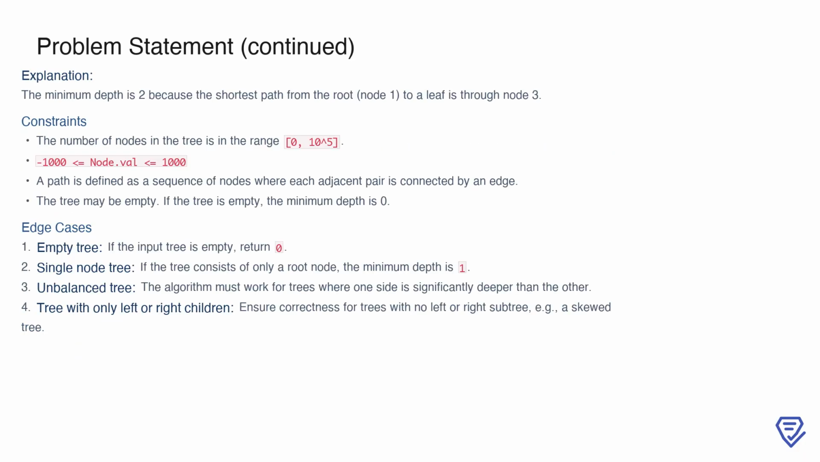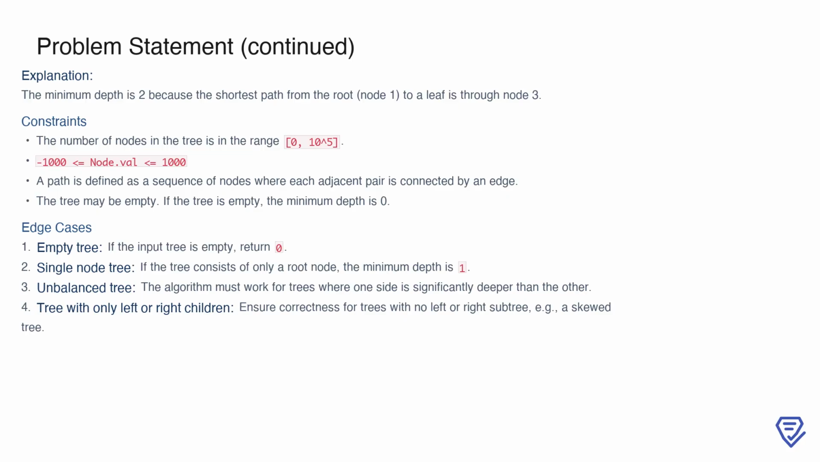In the third example, the tree has 3 levels, with the root node 1 branching out to nodes 2 and 3. Node 2 further branches out to node 4, but the shortest path to a leaf is through node 3, which is at depth 2. Therefore, the minimum depth of this tree is 2.